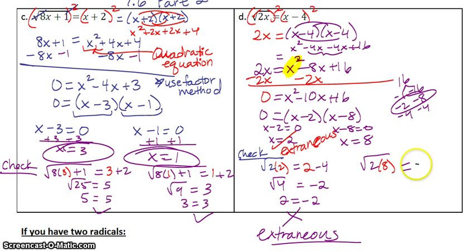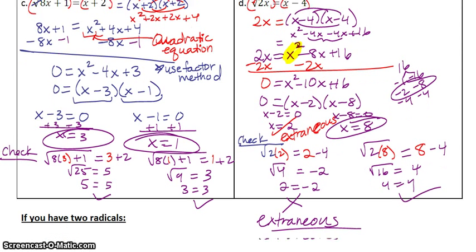So I'm going through, plugging in 8 everywhere I see an x. 2 times 8 is 16. Okay, that one's fine. So x equals 8 is our answer. All right, moving right along.